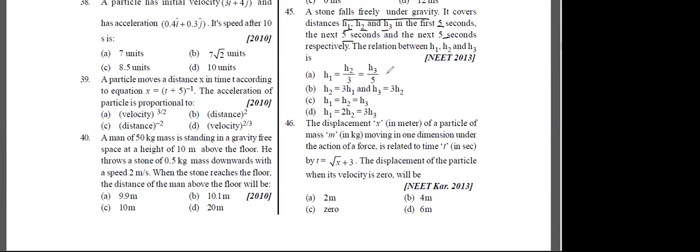Because you now know the formula. For the first 5 seconds, S is equal to what? Half a t square. H1 is half g t square, right? Yes or no? Okay, on the next 5 seconds. If you think about it logically, for the first 5 seconds it will be half into 10 into 5 square, which is 5 cube, which is 125. This is S1.